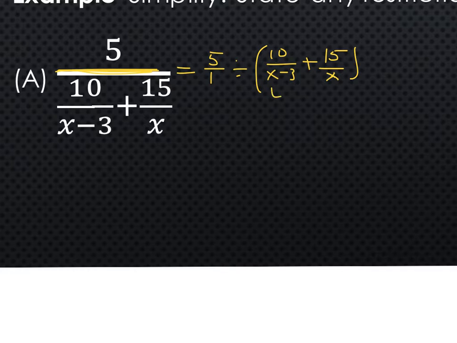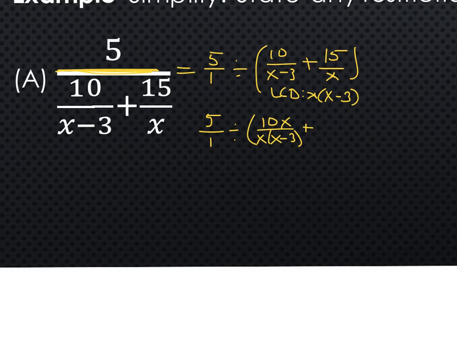Okay, so the lowest common denominator of this group is x and x minus 3. Okay, so we still have our 5 over 1 divided by. Now, that 10 over x minus 3 becomes 10x over x times x minus 3. You have to multiply top and bottom by x. And for the 15 over x, you have to multiply top and bottom by x minus 3.